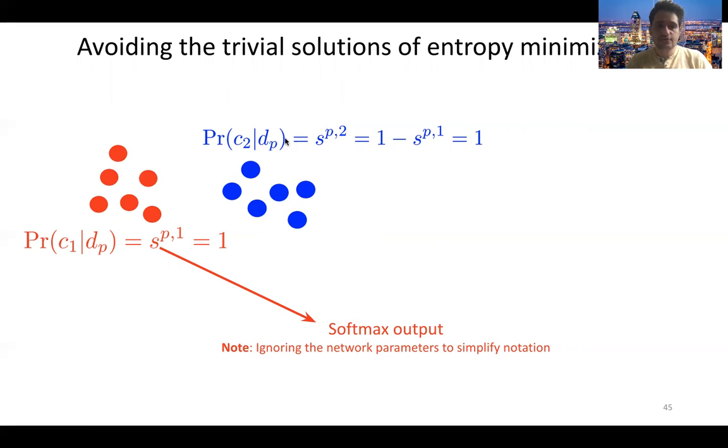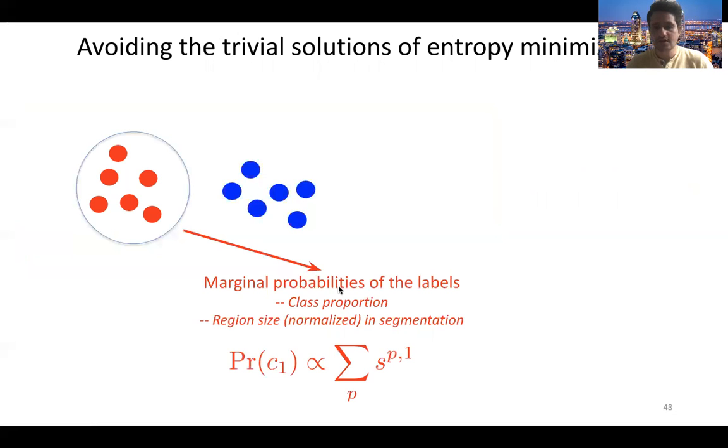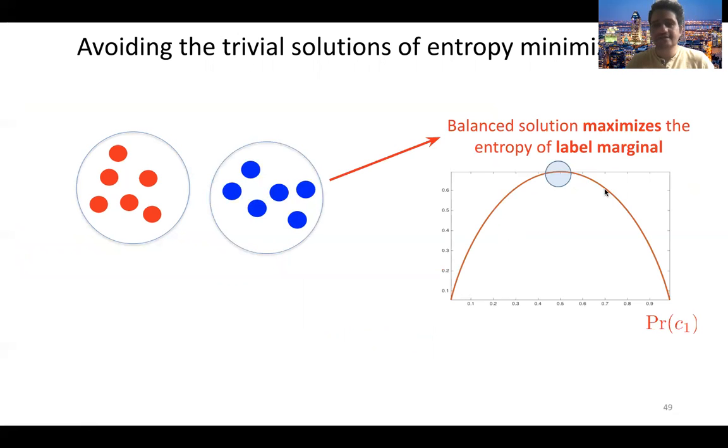For example, if you have the prediction of class 1, which is the softmax output of the network, and the prediction of class 2, then if you minimize entropy, there are bad solutions for which the entropy is minimal, like putting everything in the same class. So what you can do is use, for example, the marginal probability of labels, or class proportion, which is basically the sum of softmax predictions over all points, and try to maximize the entropy of these label marginals. The maximum is reached when all the classes have pretty much the same number of points. So this avoids the trivial solution of entropy minimization. This is one specific example.